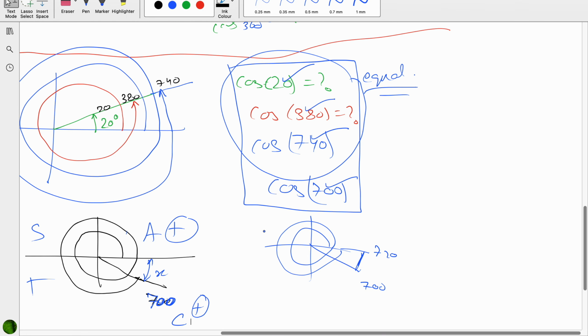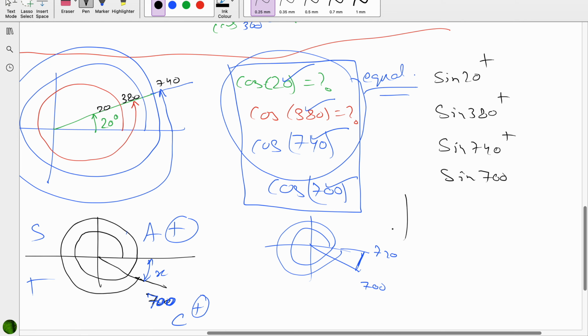If it would have been sine: sine of 20, sine of 380, sine of 740, sine of 700. Again, all these are same basic angles, but first quadrant sine 20, first quadrant positive. Sine 380 first quadrant positive, sine 740 first quadrant positive, sine 700 last quadrant add sugar, that is negative. Values would be same but with a negative sign. For example, I'm punching sine 20 in calculator and I get 0.34. So sine 20 is 0.34, this is again 0.34, this is again 0.34, but the last one is negative 0.34.